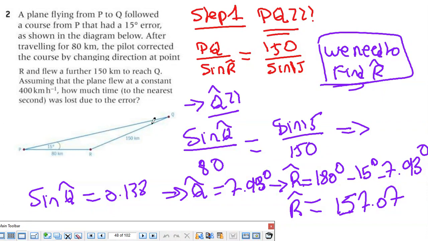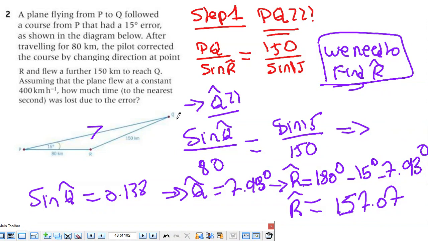So instead of going directly from P to Q, he did this way and then this way. Assuming that the plane flew at a constant 400 kilometers per hour, how much time to the nearest second was lost due to the error? So instead of going straight, he did like this and like this. So instead of doing this distance, he did the distance 80 plus 150.